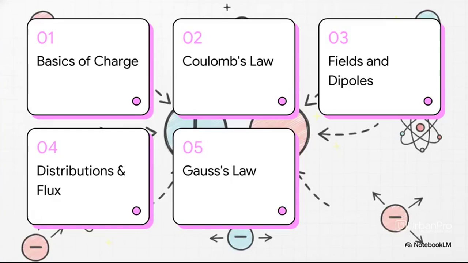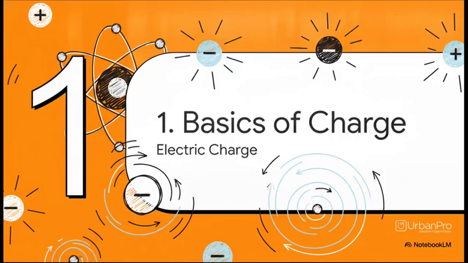Here is our roadmap for today. We'll start with the basics of electric charge, then move into Coulomb's law and superposition. After that, we'll hit electric fields and dipoles, check out charge distributions and flux, and finally wrap up with Gauss's law and its applications. All right, Section 1, Basics of Electric Charge.